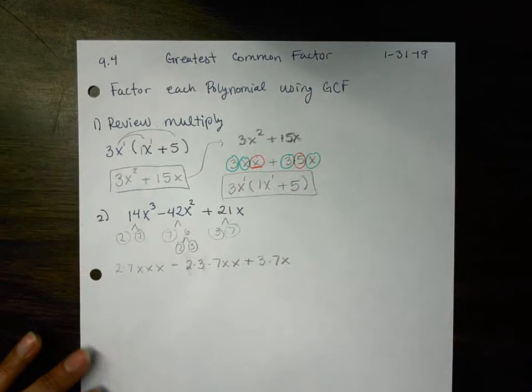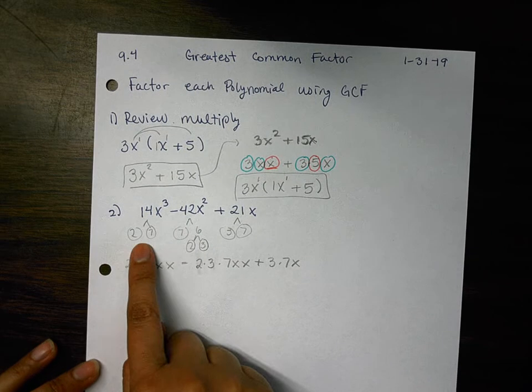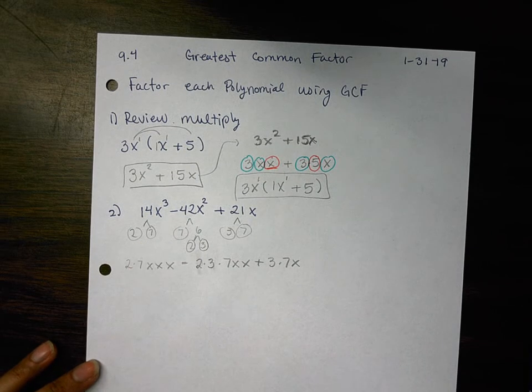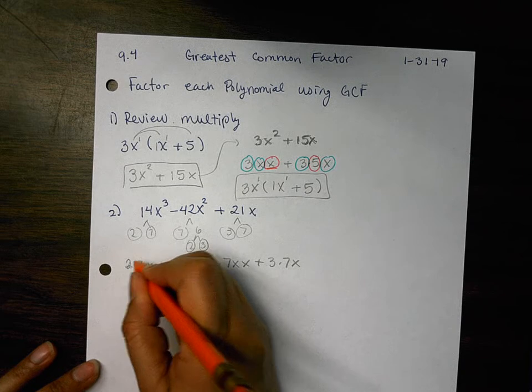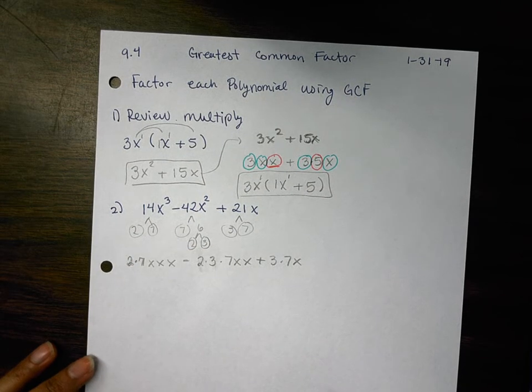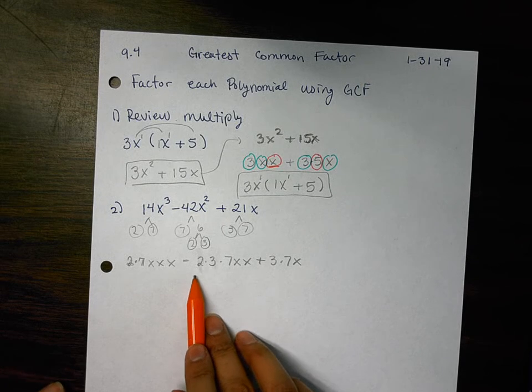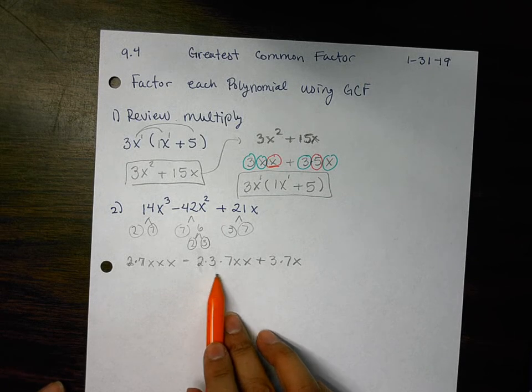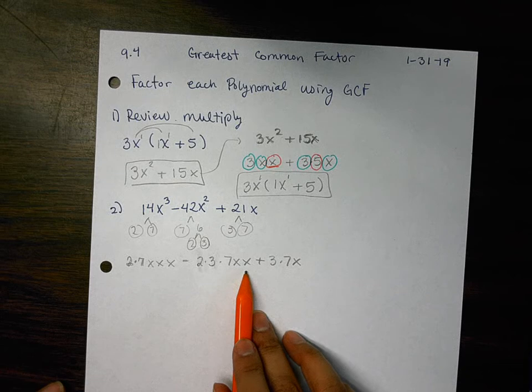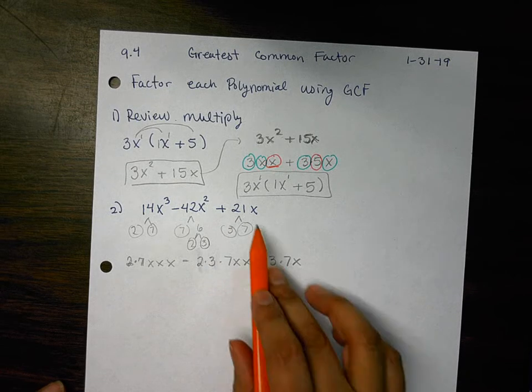Alright, do you guys have this? For the 14x cubed, it's 2 times 7 times x times x times x. Yes or no? Yes? For the 42, do you have 2 times 3 times 7? And then the x squared, x times x. And the 21, 3 times 7, and just the x.